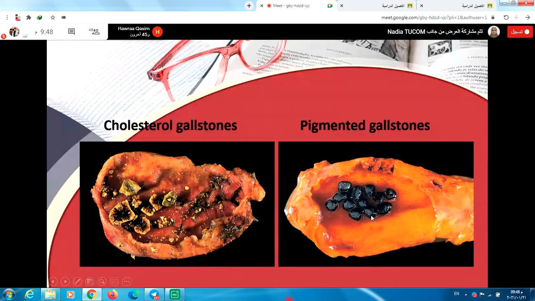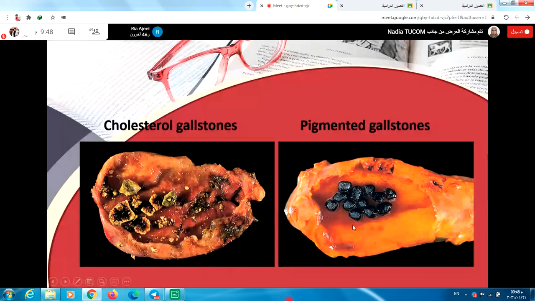we can see here evidence of fibrosis, mucosal ulceration, even infection, and atrophy of the wall, in contrast to the case of hemolytic anemia, where no infection is seen. Or sometimes, not only hemolytic anemia, it can also be seen in case of biliary tract infection and obstructive jaundice.